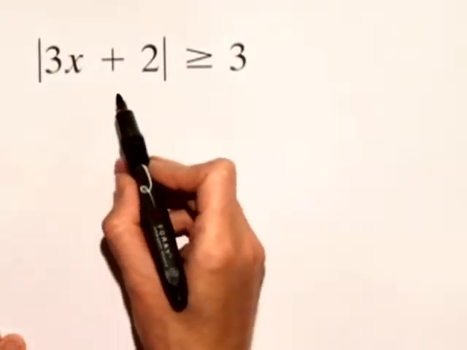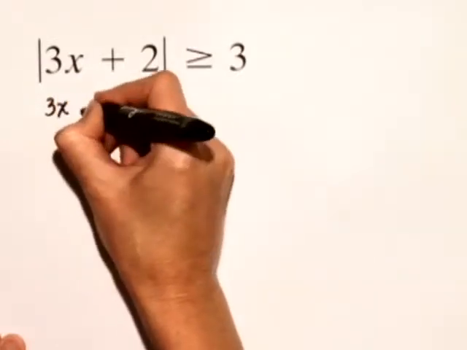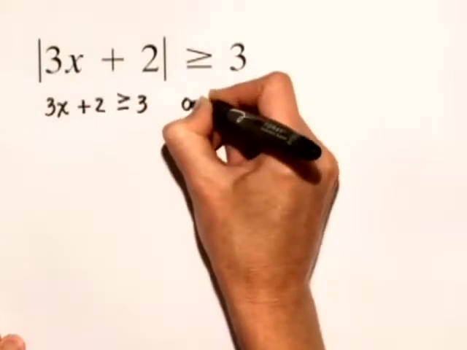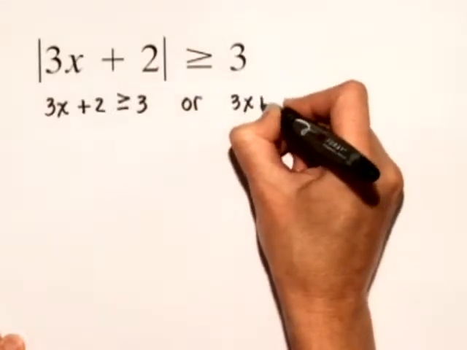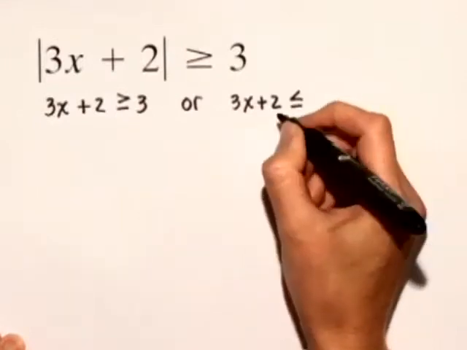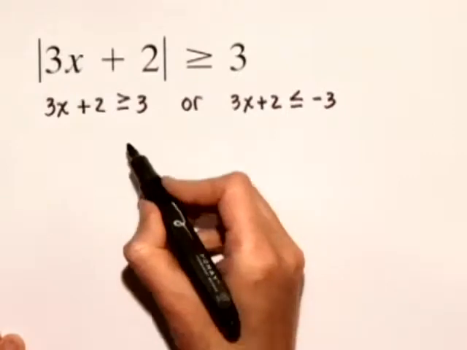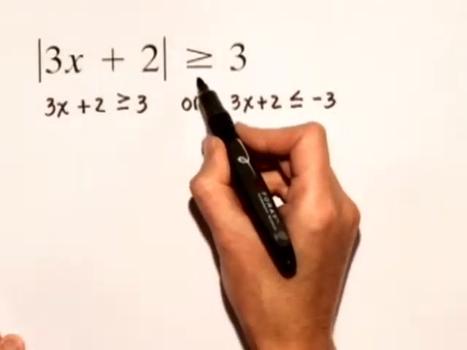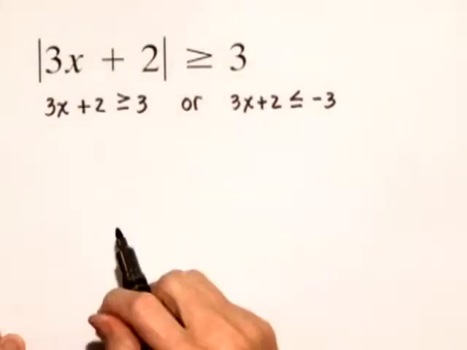Now we have to remove these absolute value bars. So we just remove them and we write 3x plus 2 is greater than or equal to 3, or we have to write another inequality. We write 3x plus 2, and we reverse this direction, make it less than or equal to, and take the opposite of the right-hand side, negative 3. This is how you start solving an absolute value inequality where the original inequality is a greater than or equal to. So now we have two inequalities to solve.